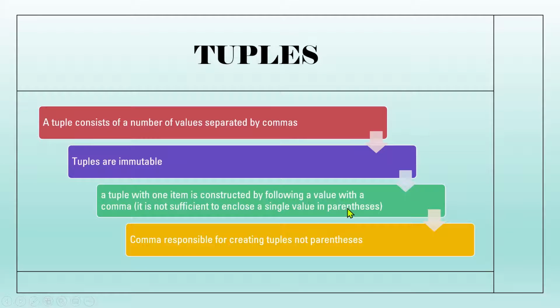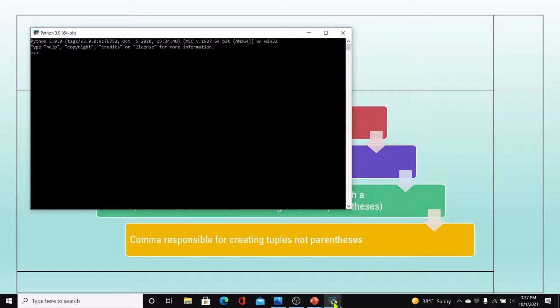Now this is important. So if we go to the shell, if I say something like this, a equal to 7, and then I say type of a, Python will tell me it's class int. But let's say now I say b equal to 7, and I put in a comma there, and if I say type of b, then it tells me it's a tuple, right?